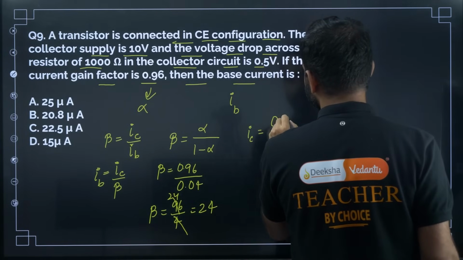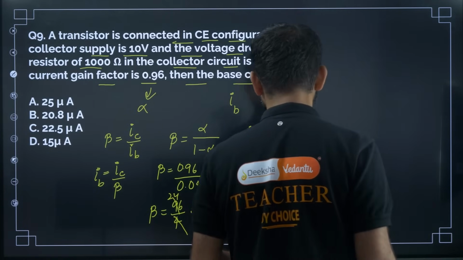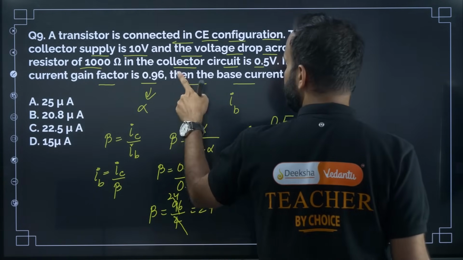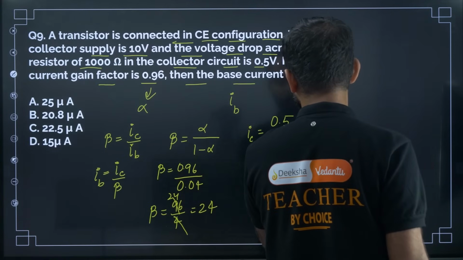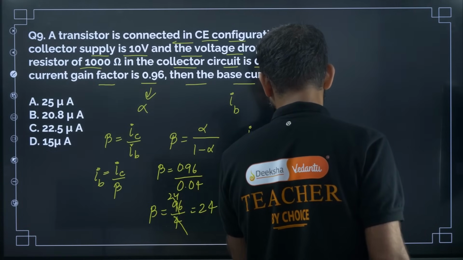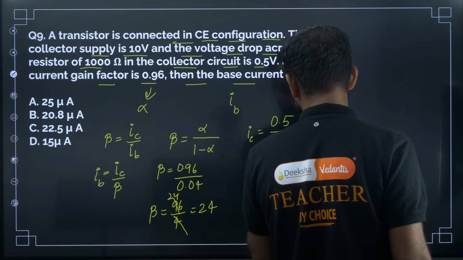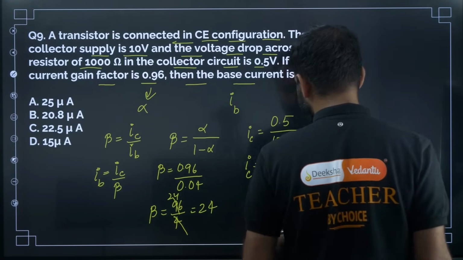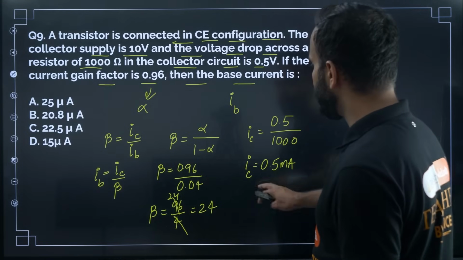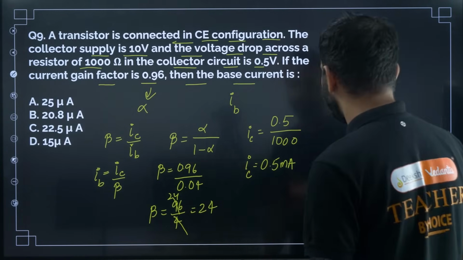So now 0.5 divided by 1000 ohm, right? So now IC is equal to 0.5 divided by 1000, which is 0.5 milliampere. Okay, collector current is 0.5 milliampere. We got the value of collector current. Let us find the base current.